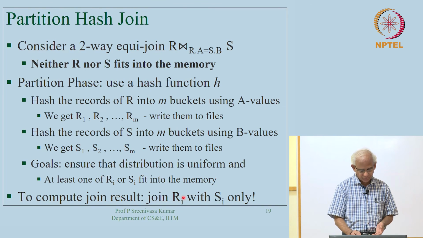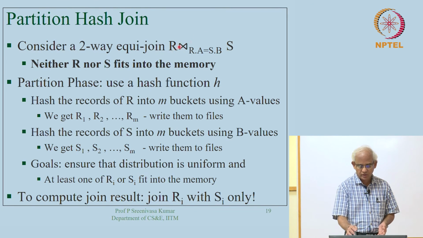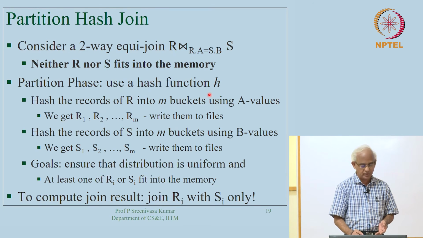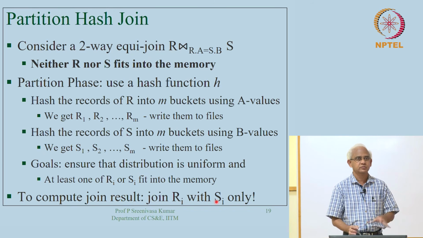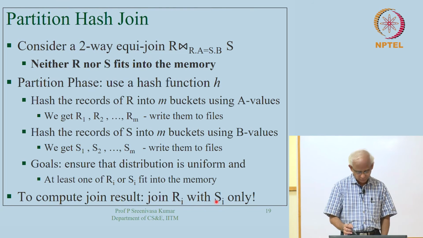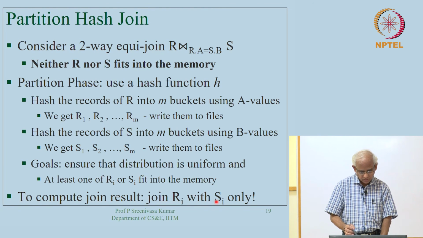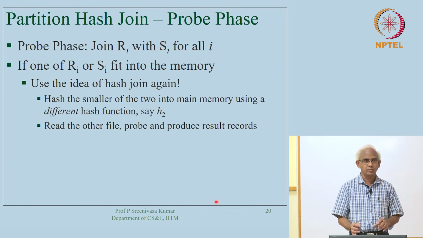So, that is why the join of R and S has now been reduced to joining of Ri and Si for all values of i: R1 join S1, R2 join S2, etc. If you finish all of them, then you are done. That is a good idea. Now we are back to the sub problem.